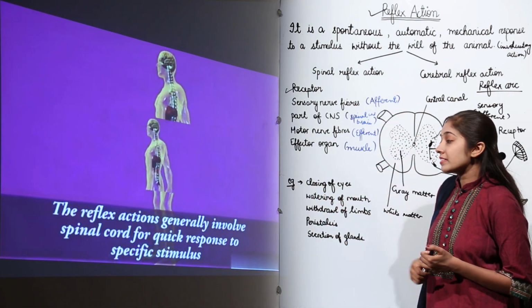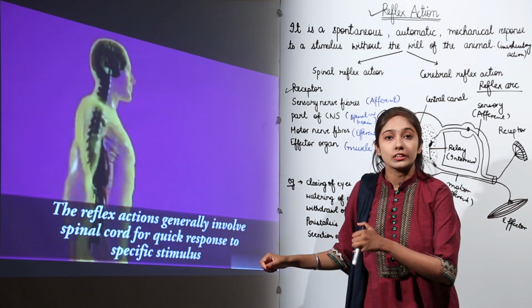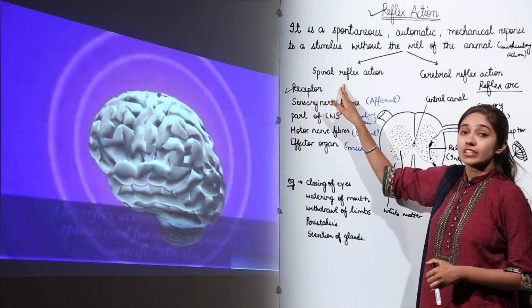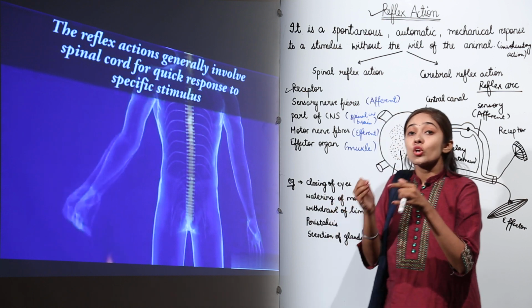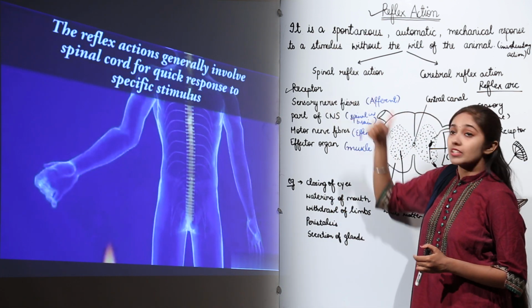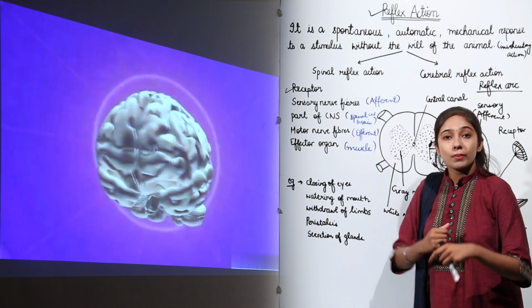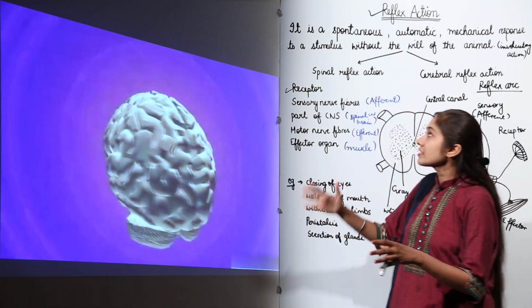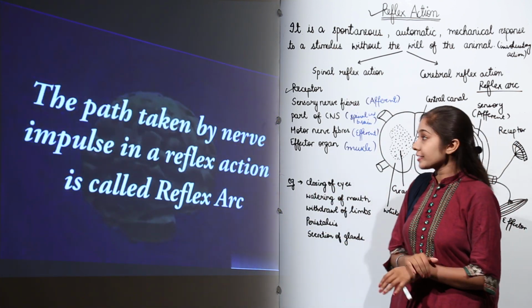So let's see how it happens. The reflex action generally involves the spinal cord for a quick response to a specific stimulus. Now, why do we generally talk about spinal reflex actions in detail? Because the thinking process of the brain is slow as compared to the spinal cord. The spinal cord is going to produce an instant response, but the brain is not going to produce such an instant response. So because of reflex actions, we are actually decreasing the burden on your brain, right?